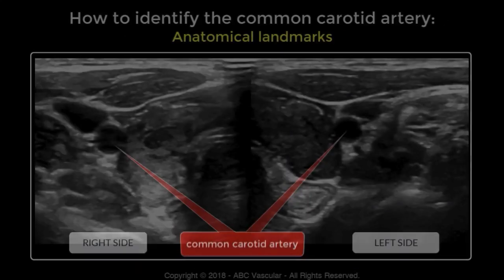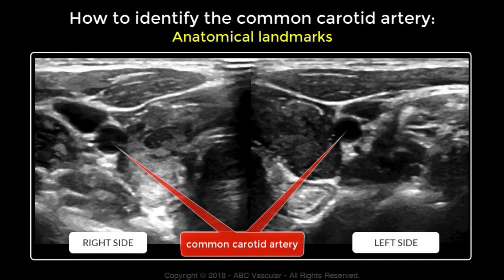In addition to the jugular vein, there are other anatomical landmarks that can be used to identify the common carotid artery. These include the thyroid lobes on both sides, which are adjacent to the common carotid artery, the sternocleidomastoid muscle, which is contained within the muscular fascia superiorly with respect to the common carotid artery, the trachea, recognizable by the hyperechoic structures of the cartilage, and on the left side there is another anatomical landmark, which is the esophagus.